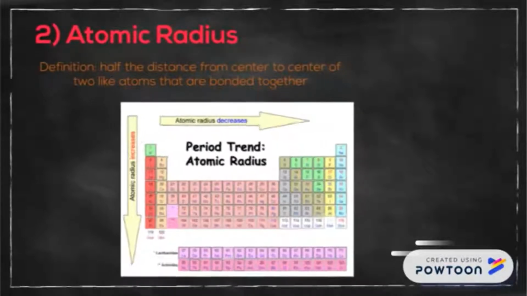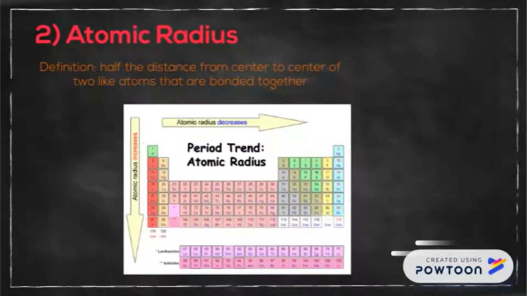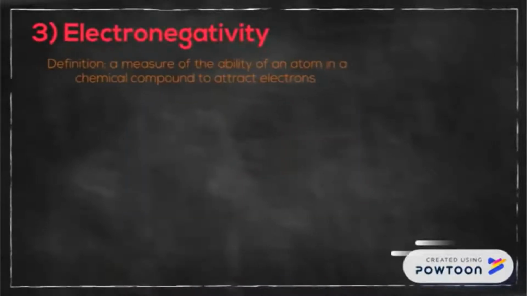Atomic radius decreases as you move across a period, as each atom has one more proton and one more electron than the atom before it has. The nuclear charge from the proton pulls the outermost electrons closer and closer to the nucleus and reduces the size of the atom.